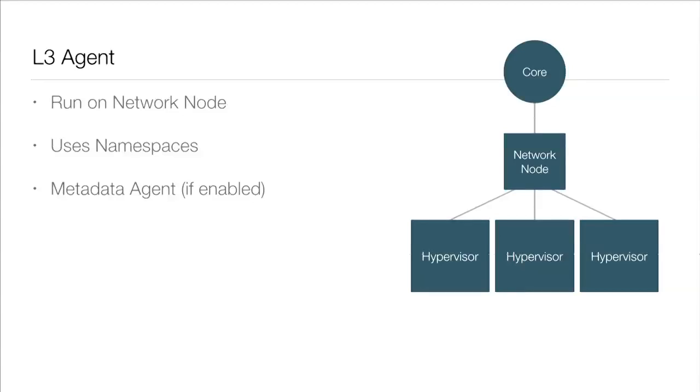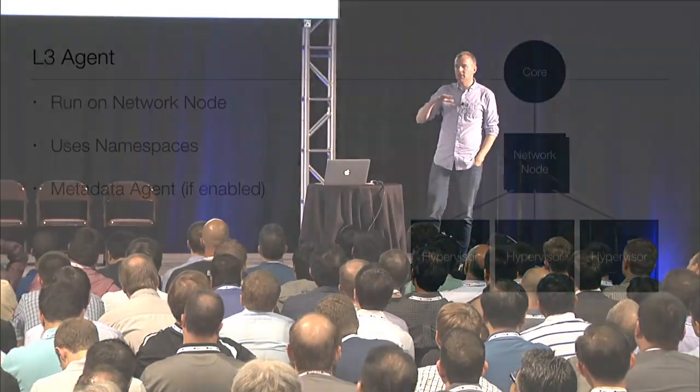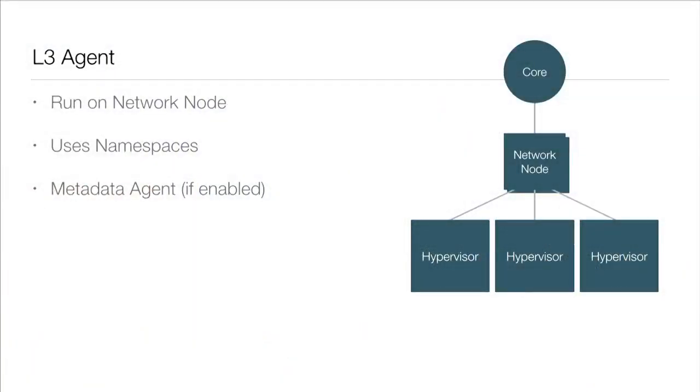It uses namespaces to provide isolation for the tenant so that traffic from tenant A and tenant B do not mix. And also the metadata agent is enabled. So if you're not using cloud-init, you can still get access to Nova's metadata services. So like I said, you can run more than one. In this case, now we're running two. But you can space those out. Neutron has support for scheduling those out. And if you notice, each of the hypervisors talks.